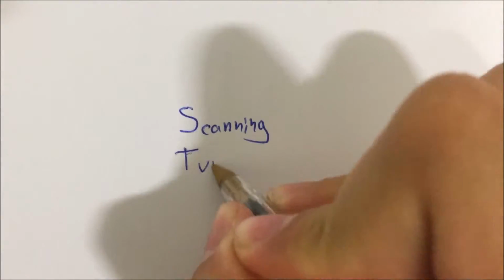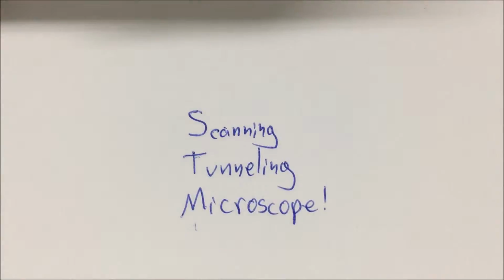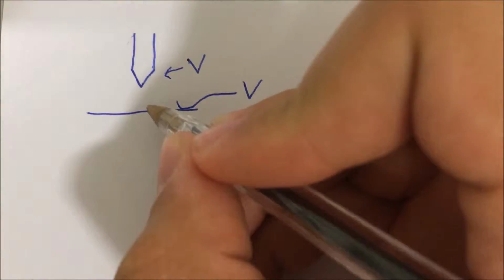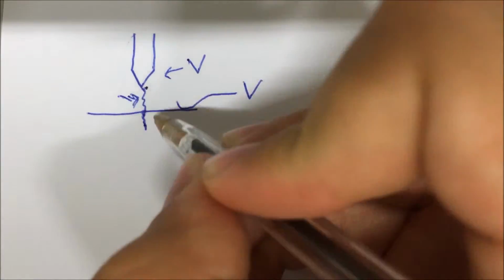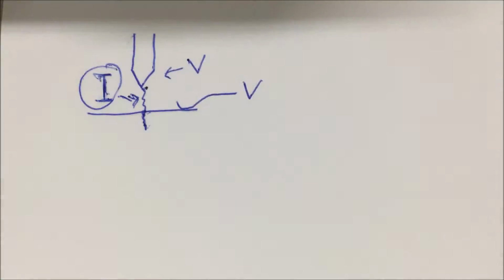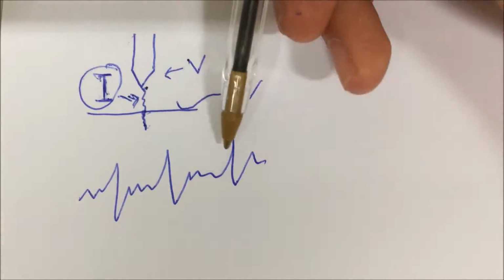Today I'll be talking about the scanning tunneling microscope, or STM. The STM experiment consists of a tip that has a voltage applied to it and a semiconductor that is guided through a gold plate. A current runs from the tip to the semiconductor. This current is fixed so that the tip moves depending on the topology of the sample.